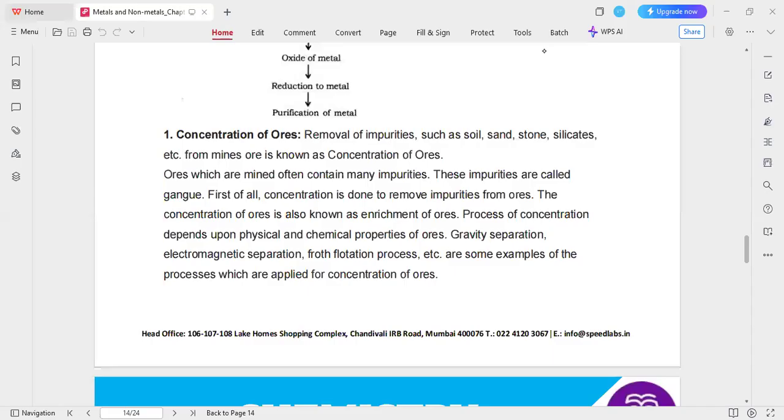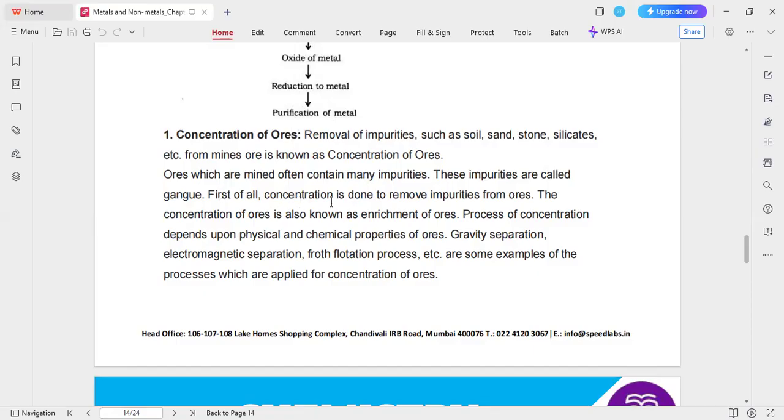In this video, I'm going to explain how metals are extracted, especially those of medium reactivity. The first step is what? Concentration of ore. Concentration means removal of impurities such as soil, sand, stone, silicates, etc. from the mined ore. The ores which are mined often contain many impurities. These impurities are called gangue.